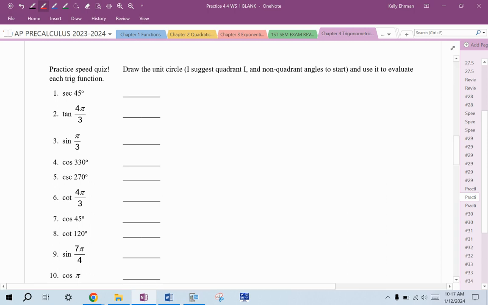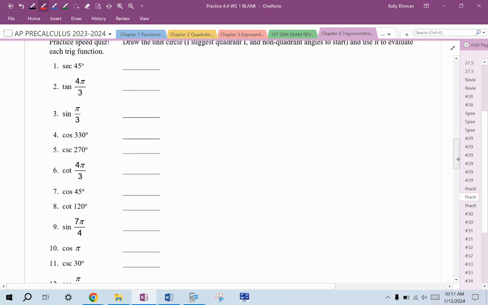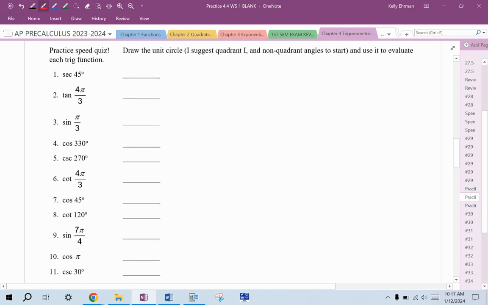So don't panic. It will get better. You will get faster. You could draw the entire unit circle if you want to, but again, it's not necessary. So here's what I suggest. Draw quadrant 1 and where the non-quadrant ordered pairs are. So what I mean by that is give yourself whatever size axes you want.